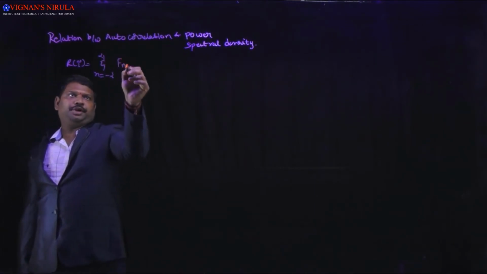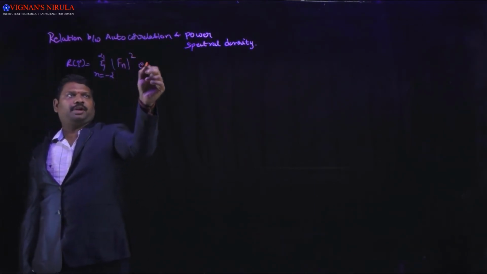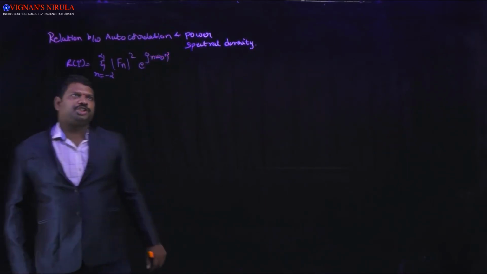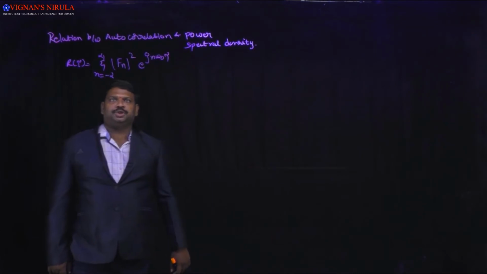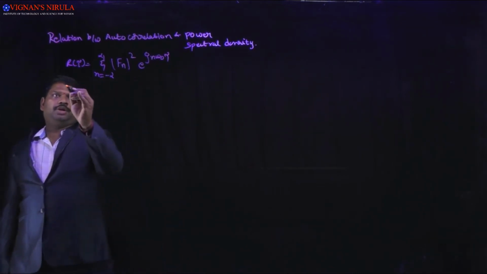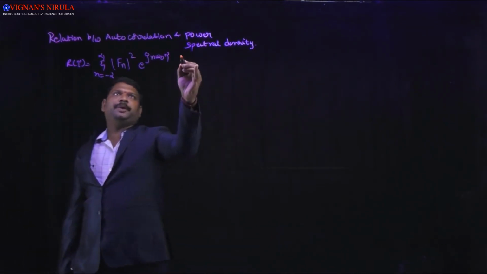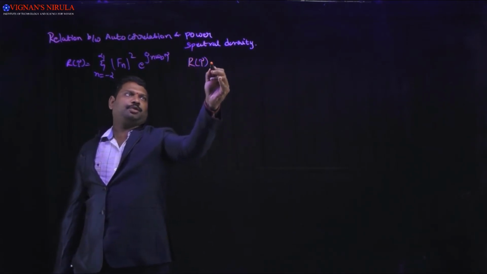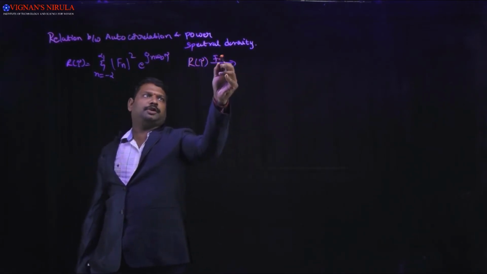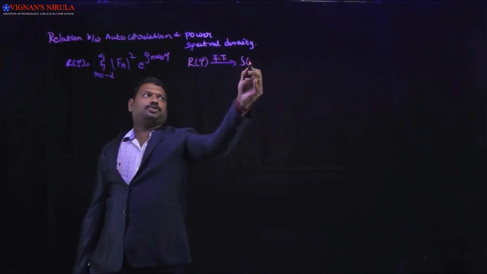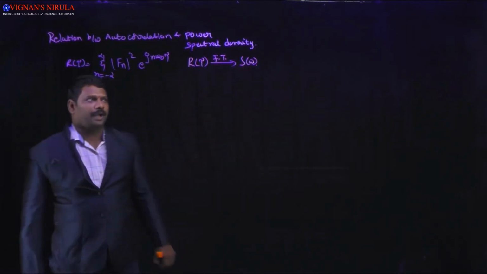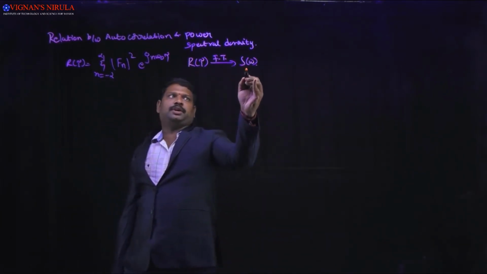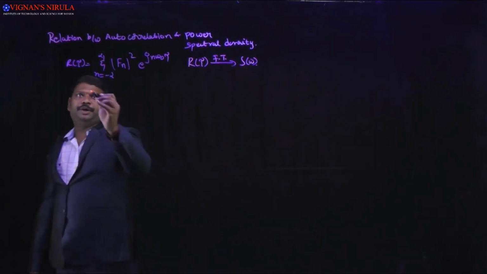of mod of Fn square e power jn omega naught tau, which is in terms of the exponential Fourier coefficient Fn. Therefore, the relation between the autocorrelation and power spectral density is, when we take the Fourier transform of this autocorrelation function, it will be our power spectral density S of omega. This is our autocorrelation, this was our power spectral density S of omega. That we need to prove.